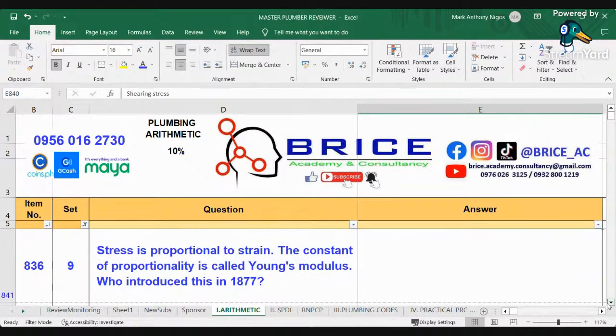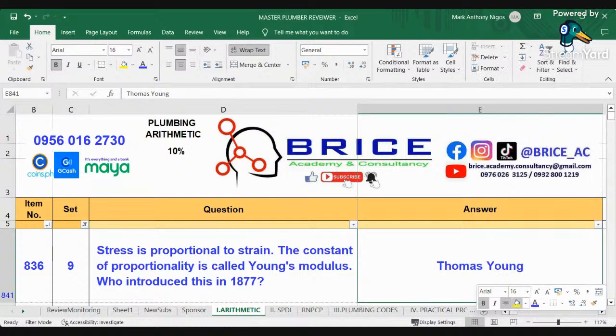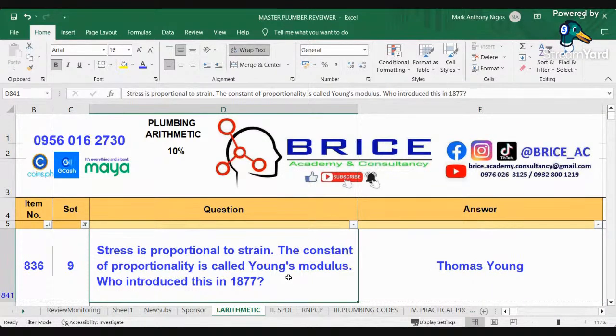836. Stress is proportional to the strain. A constant of proportionality is called Young's modulus. Who introduced this in 1877? The answer is Thomas Young. Stress is proportional to the strain. A constant of proportionality is called Young's modulus. Who introduced this in 1877? The answer is Thomas Young.